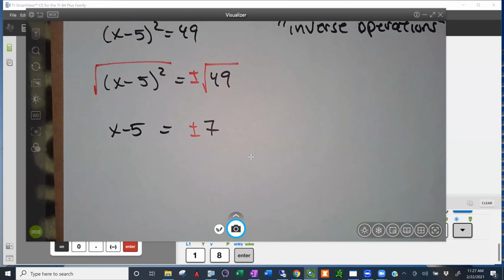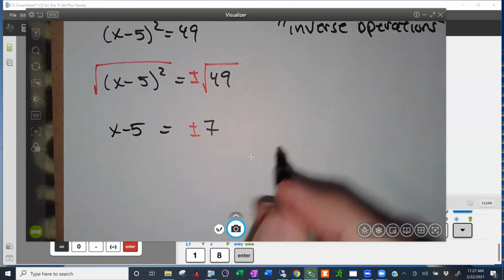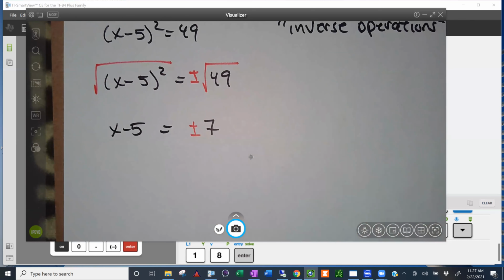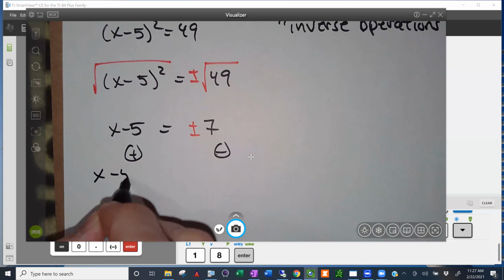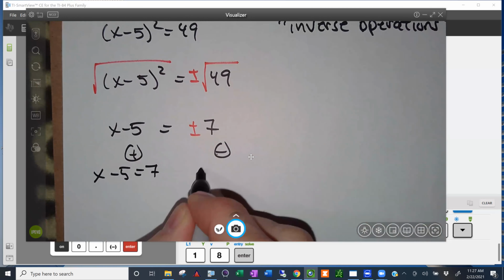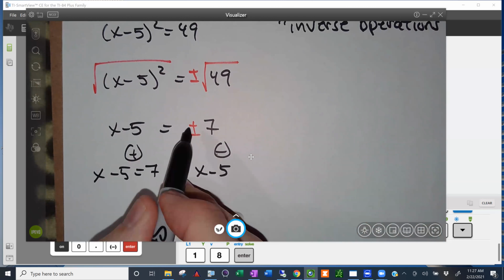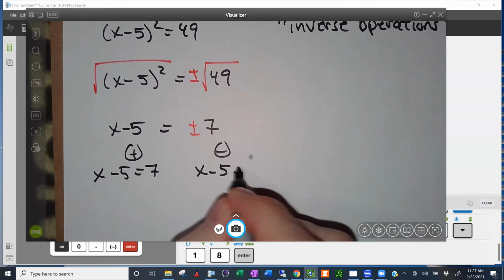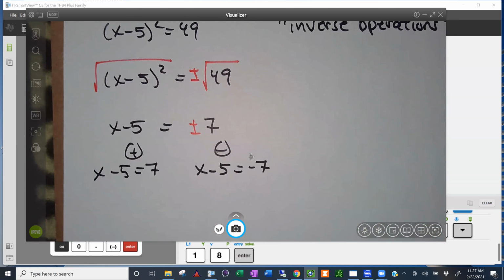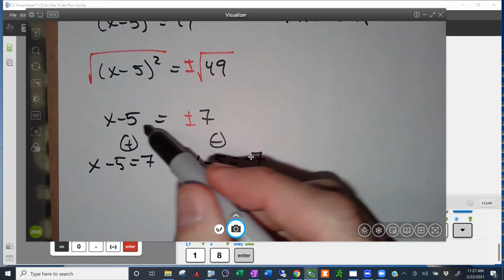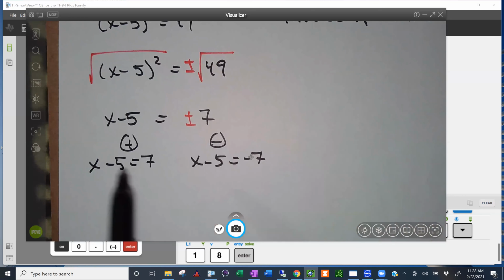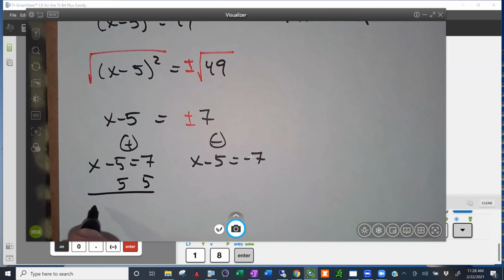Now this is where some people can get into trouble, because a lot of times people want to move this over and get, oh, plus or minus 12. I'm done. It's not quite that simple. You have to be a little bit more careful. What I like to suggest people do here is that they write down the two possibilities. Either x minus 5 equals positive 7 or x minus 5 equals negative 7. So all I'm doing is just really writing out what this means. There's two possibilities. Now, if you add 5 here, we get x equals 12.